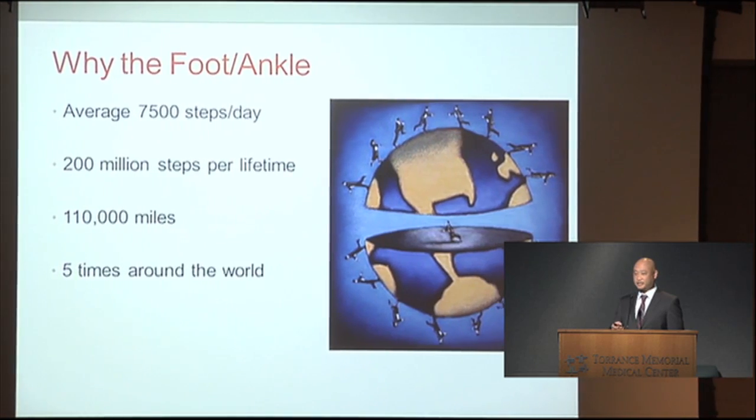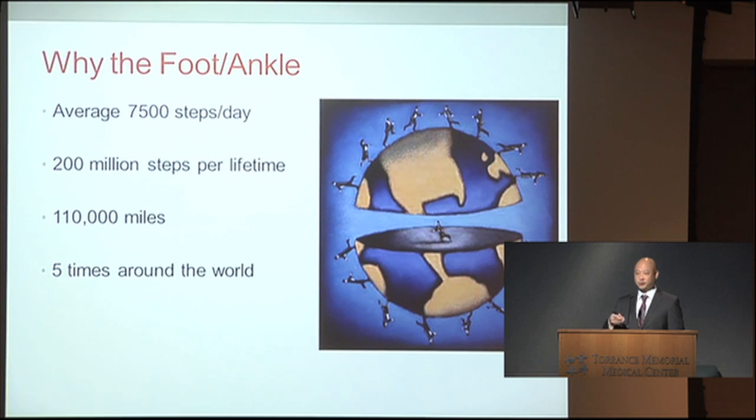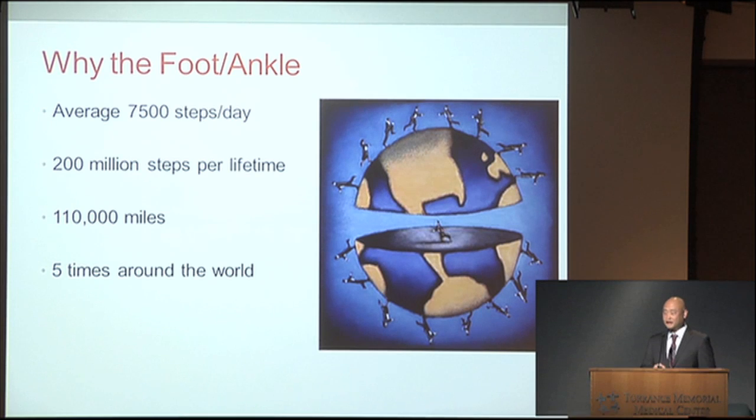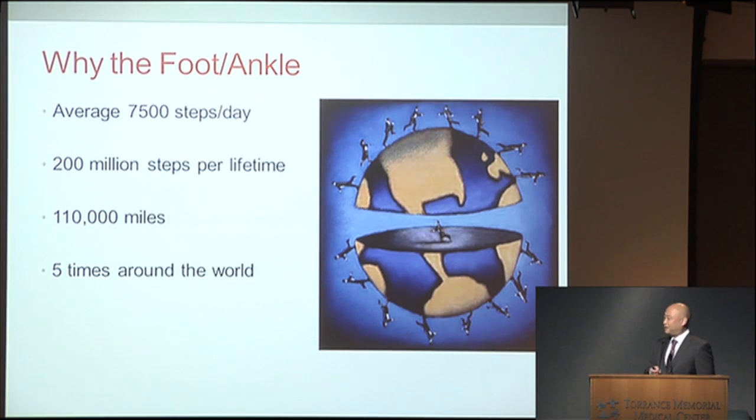The average amount of steps a person takes a day is roughly about 7,500 steps. And as you can see here, if you measure a normal stride over the course of an 80-year lifetime, that's about 110,000 miles. In a general sense, you could walk around the world 5 times. So the foot has to be a good, nice, stable platform in order to do this, and it's pretty amazing that it can. Every day you're taking these steps and putting pressure on your foot.